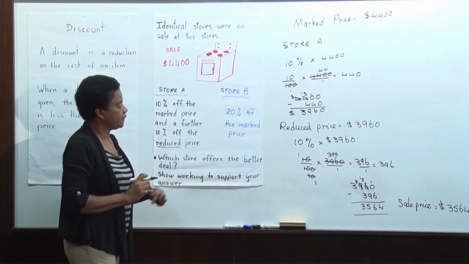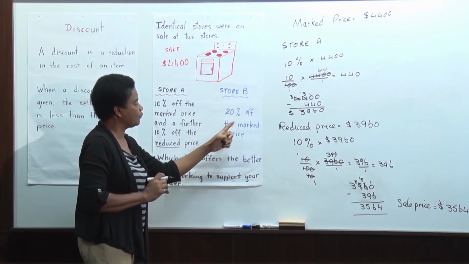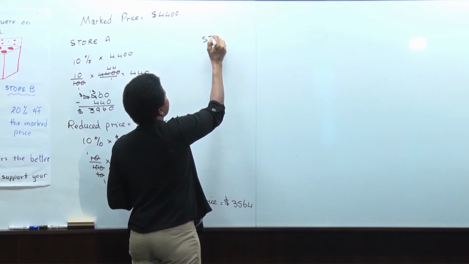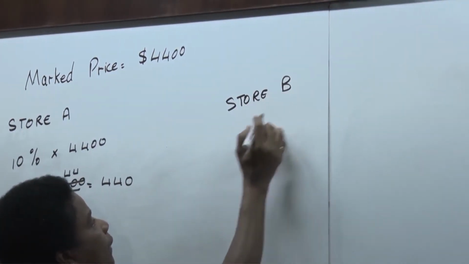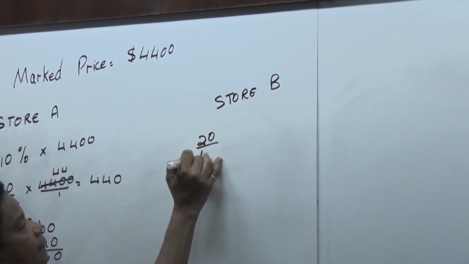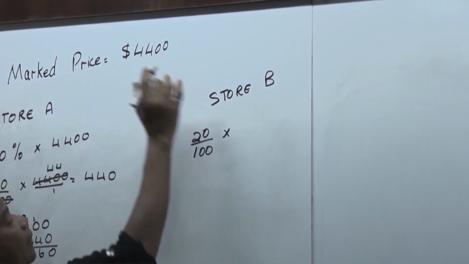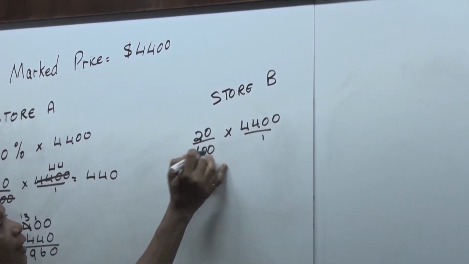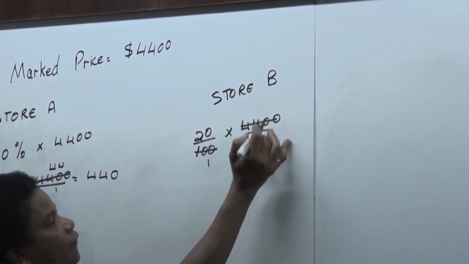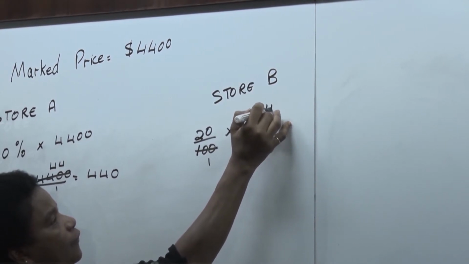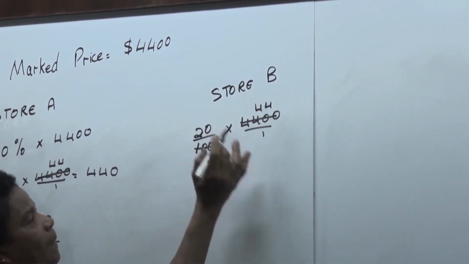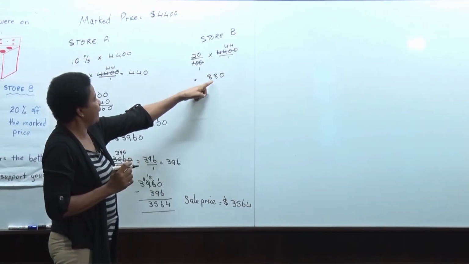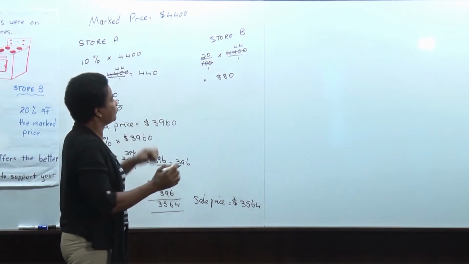Let's go to store B. Store B says 20% off the marked price. So for store B, we are going to take 20% of the marked price, $4,400. Let's work that. 100 into 100, 1. 100 into 44, 100 is 44. And when we multiply 44 by 20, we're going to get 880. So we're going to take $880 off the marked price.